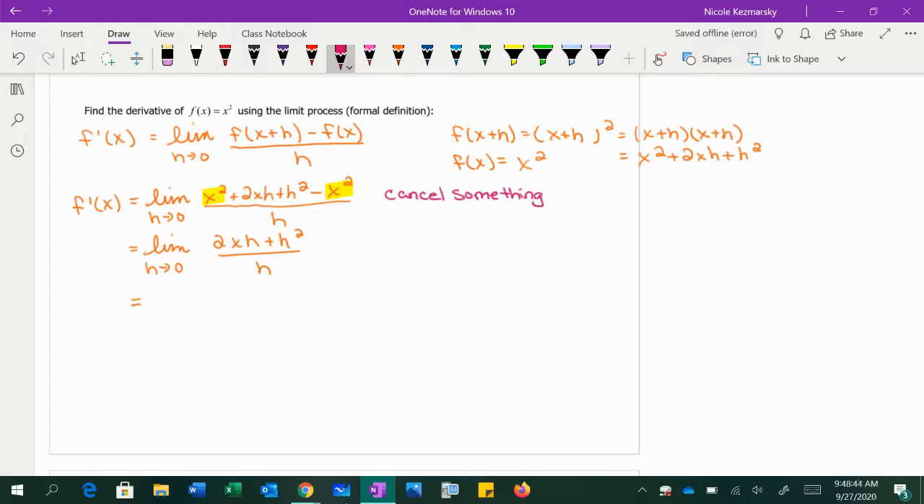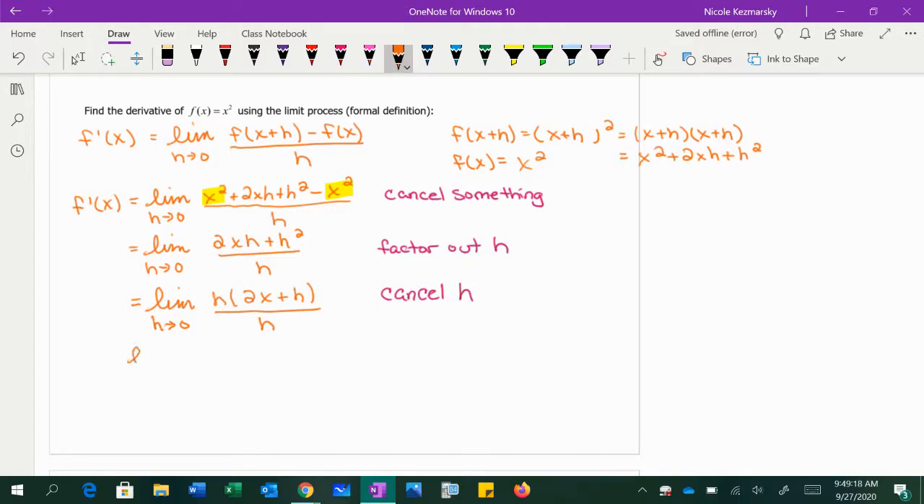In this next step, you're going to factor out an h. So I'm going to have the limit as h approaches 0. I'm going to factor out an h, which is going to leave me with 2x plus the other h over h. In this step, you're always going to cancel out an h.